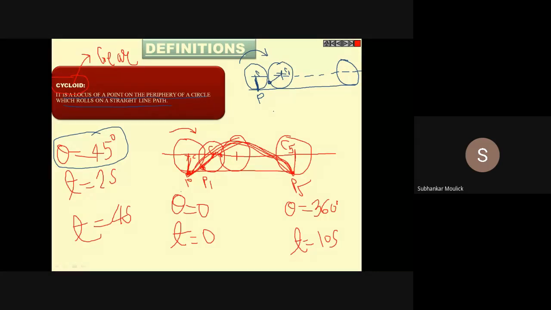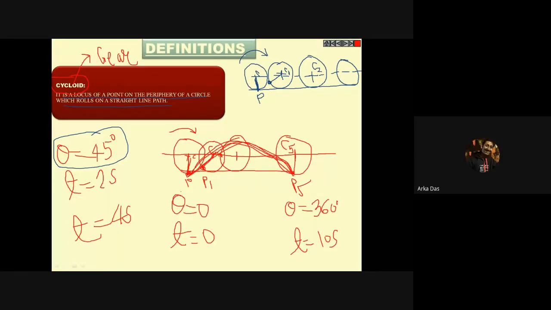Yes or no? Yes, sir. Again, if you rotate the circle for the next 45 degree revolution, theta will be 90 degree. The new position of the circle is this one. The new center point is this one, say C2, but the line of action of the center point is the same. Will the position of point P be the same or has it changed?